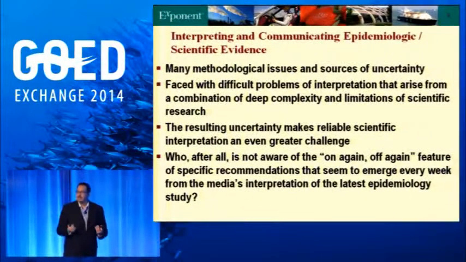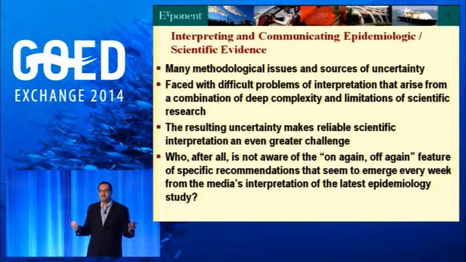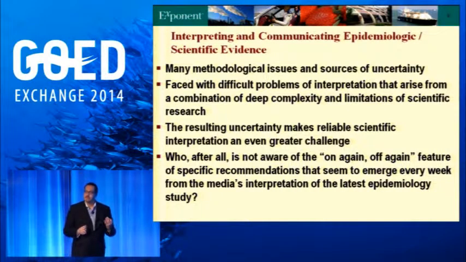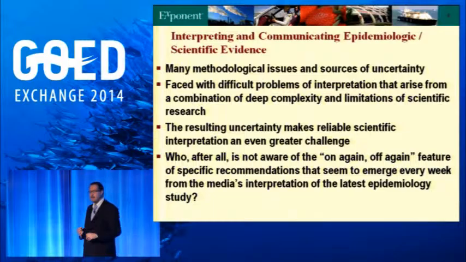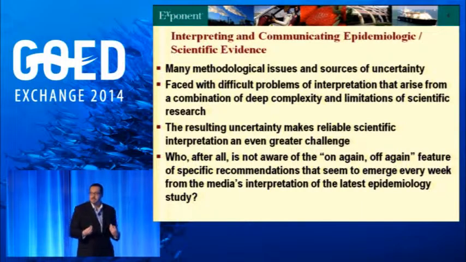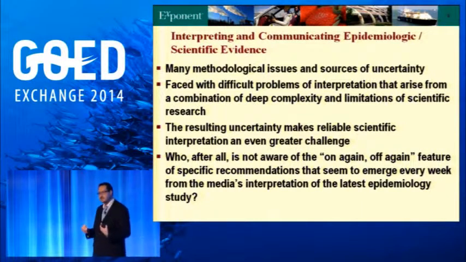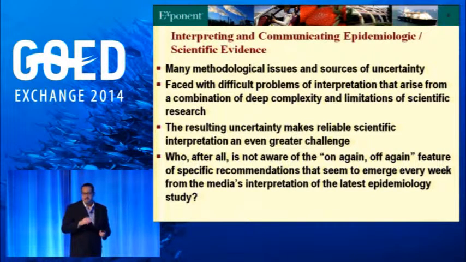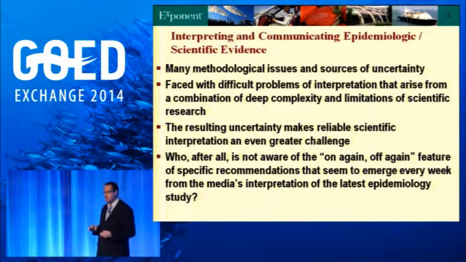So how do we interpret and communicate the evidence? Obviously, there are many methodological issues, challenges, and sources of uncertainty. So we're faced with difficult problems of interpretation. This arises from deep complexity, whether it's your internal biases, philosophical reasons, or your view or judgment of the evidence. We also have limitations of the scientific research itself. So all of this uncertainty makes reliable scientific interpretation an even greater challenge for scientists themselves, for epidemiologists, for clinicians, for policymakers, consumers.